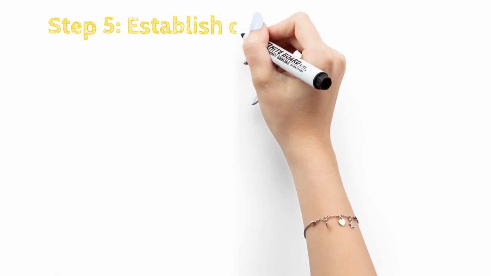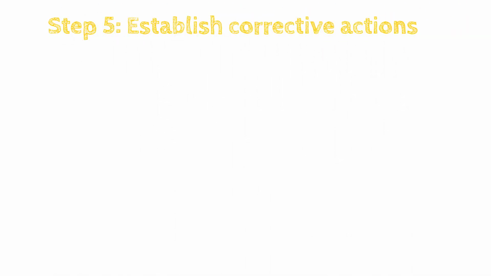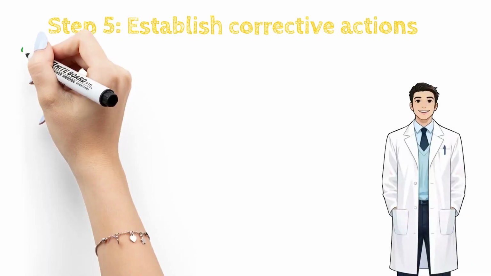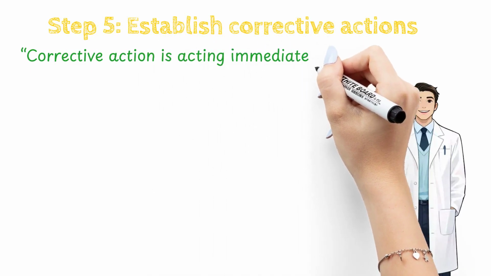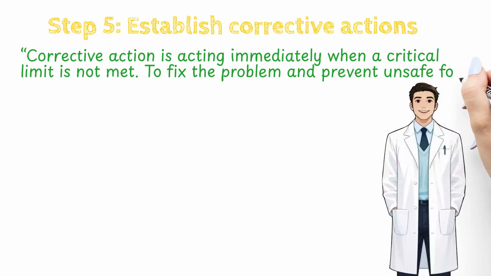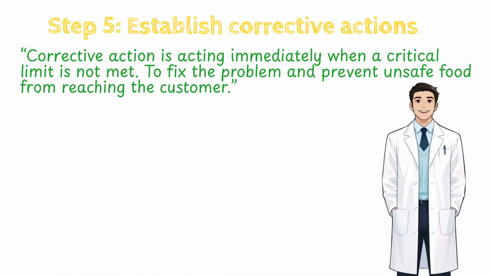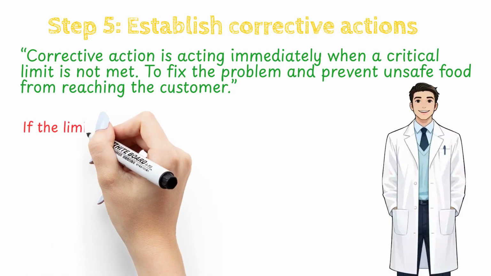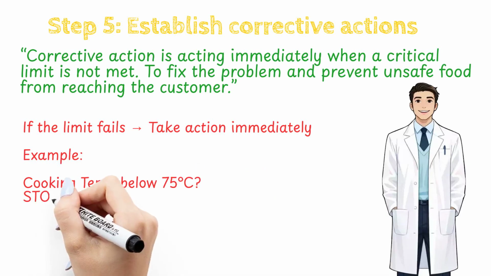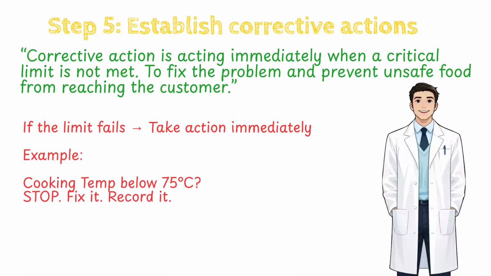Now let's go to step number 5. Establish corrective actions. Corrective action is acting immediately when a critical limit is not met, to fix the problem and prevent unsafe food from reaching the customer. If the limit fails, then take action immediately. Example: cooking temperature below 75 degrees. Stop. Fix it, record it.